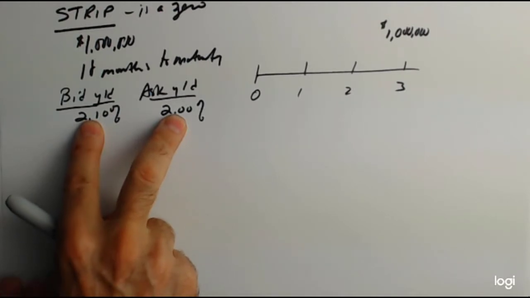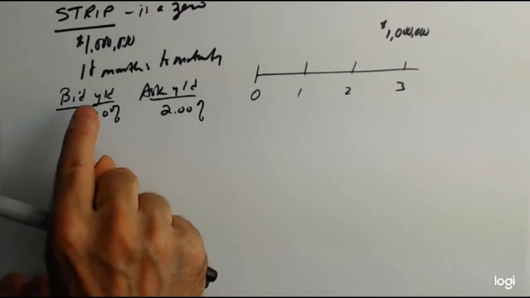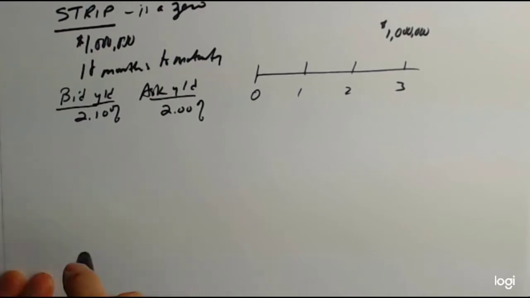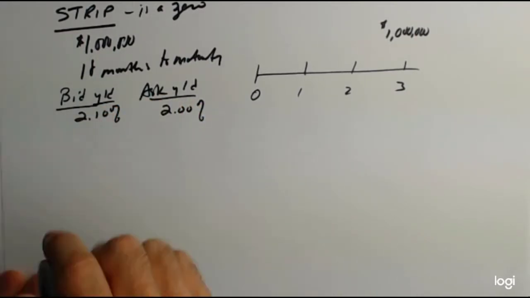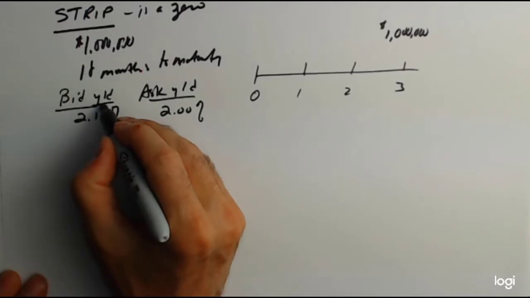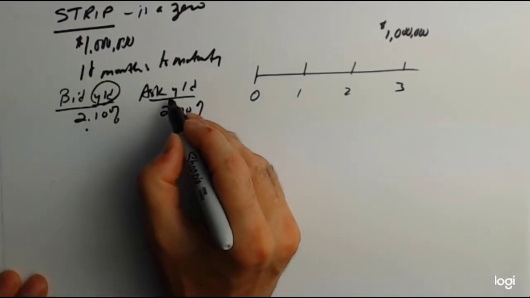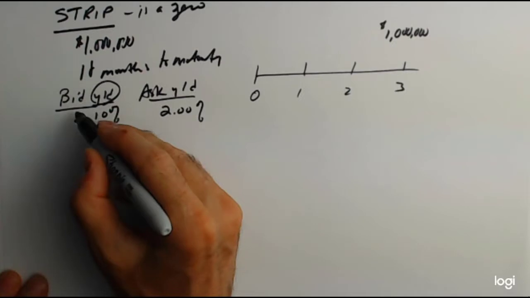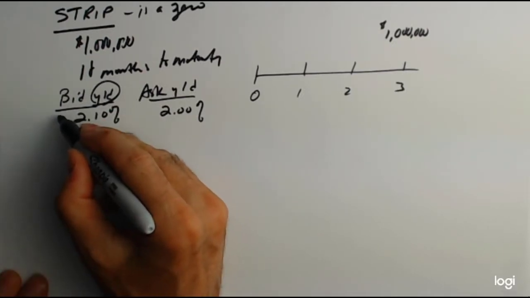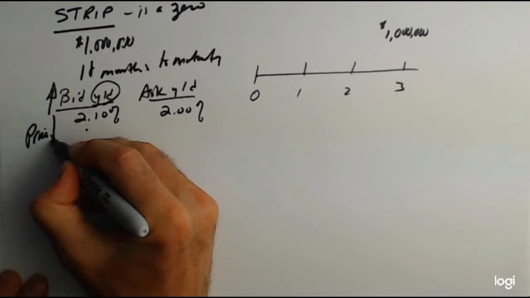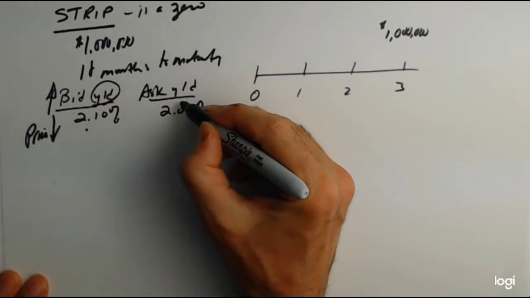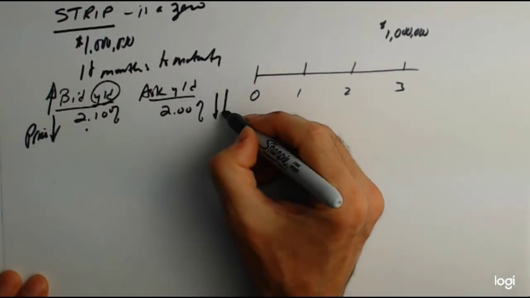So in order to have a low bid price and a high ask price, you need a bid yield that's higher than the ask yield. Because when the bid yield is high, the price of the bond is lower. And when the yield is lower, then the price of the bond is higher.